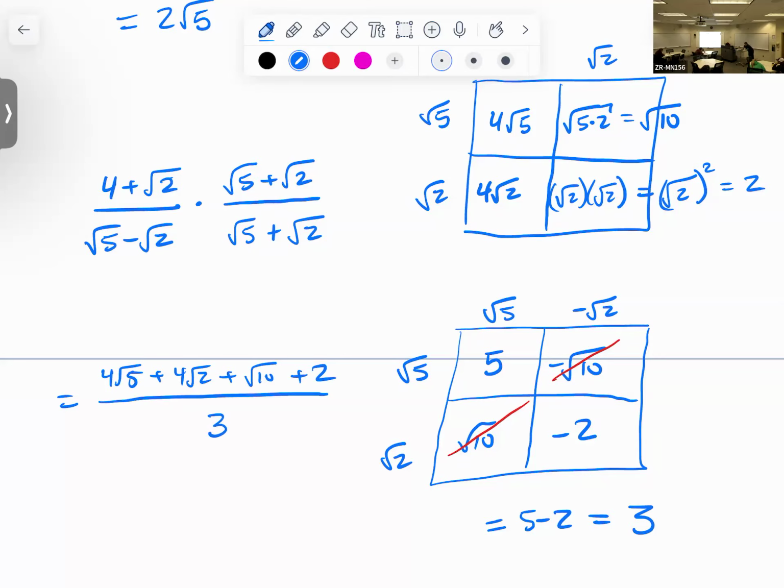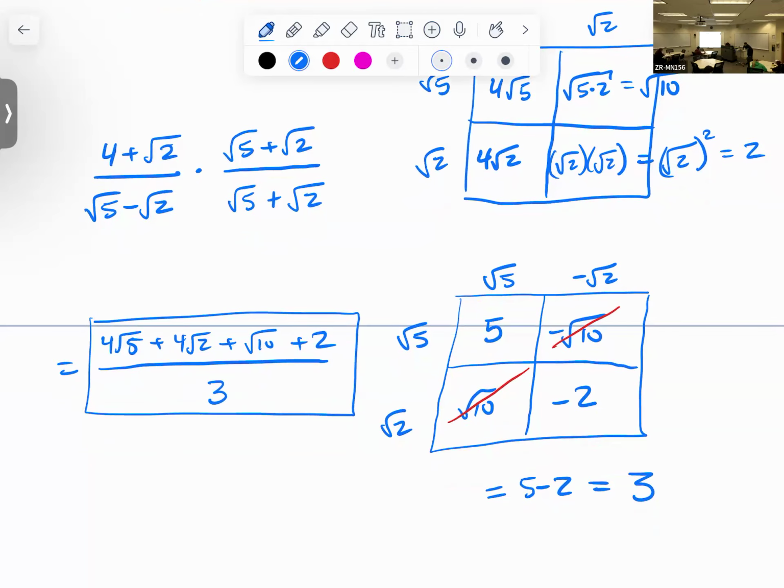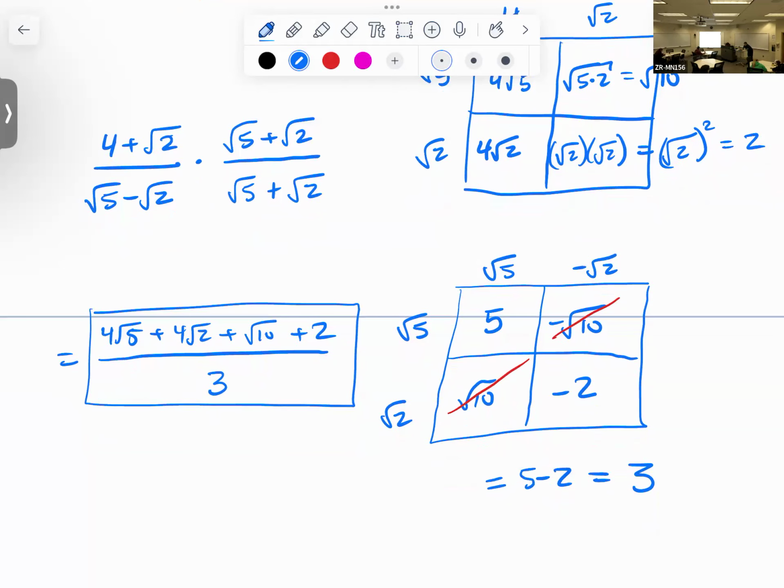Now, be aware, that's as simple as that gets. None of those terms combine. Root 5, root 2, and root 10 are all distinct. You cannot combine these in any regard. I can't even factor anything out. Can't factor a 2 out because there's no 2 in front of that root 10. So that is as simple as that gets. But the point was to rationalize the denominator.